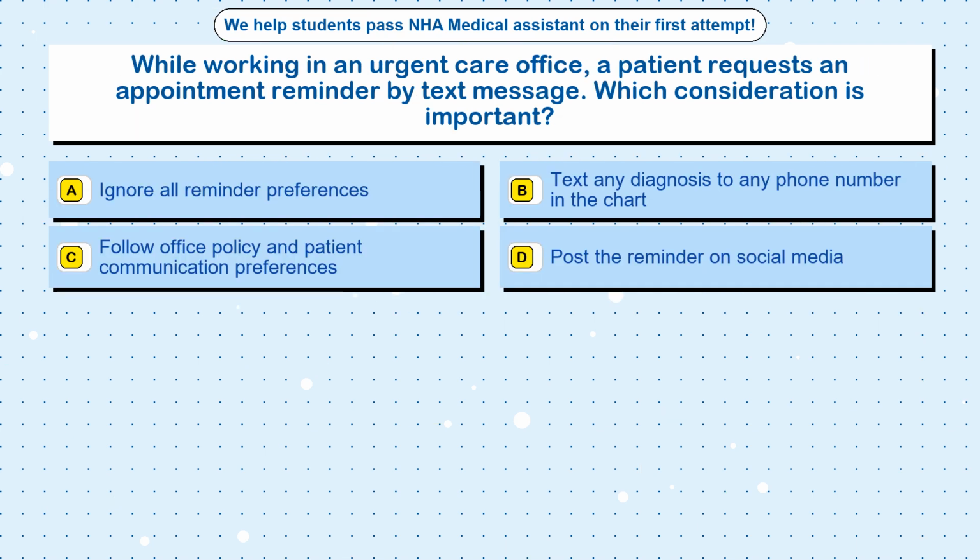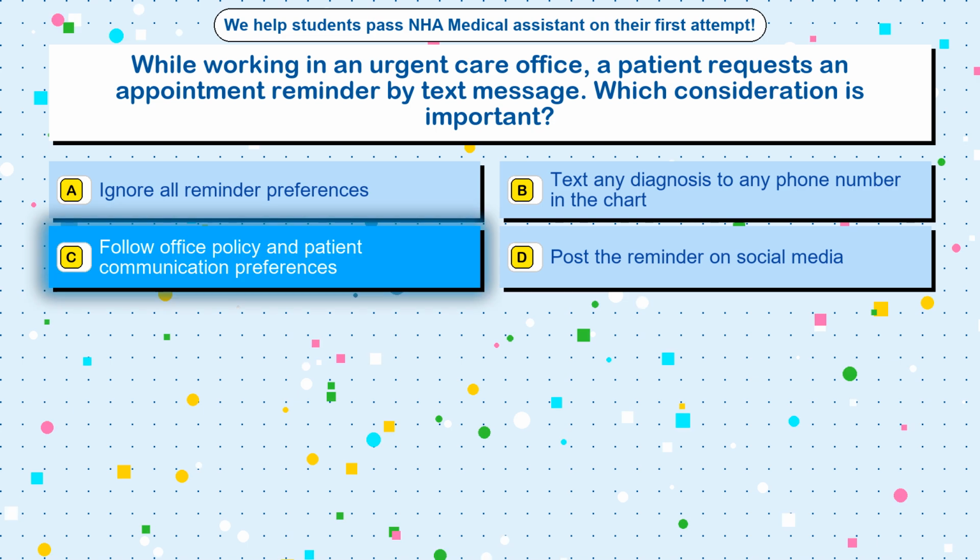Question 4. While working in an urgent care office, a patient requests an appointment reminder by text message. Which consideration is important? Option A. Ignore all reminder preferences. Option B. Text any diagnosis to any phone number in the chart. Option C. Follow office policy and patient communication preferences. Option D. Post the reminder on social media. The correct answer is option C.